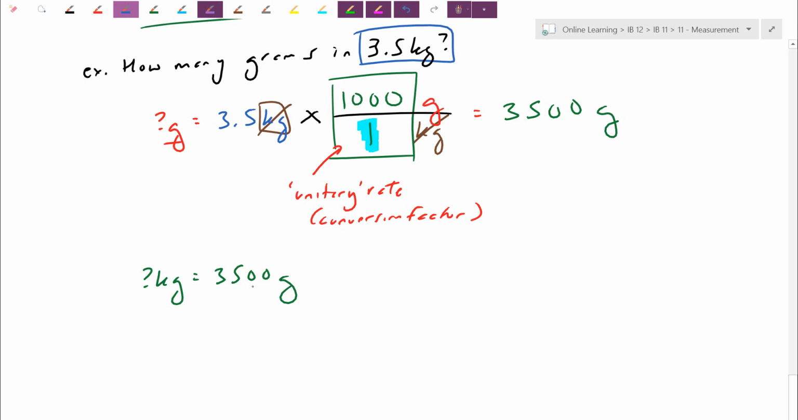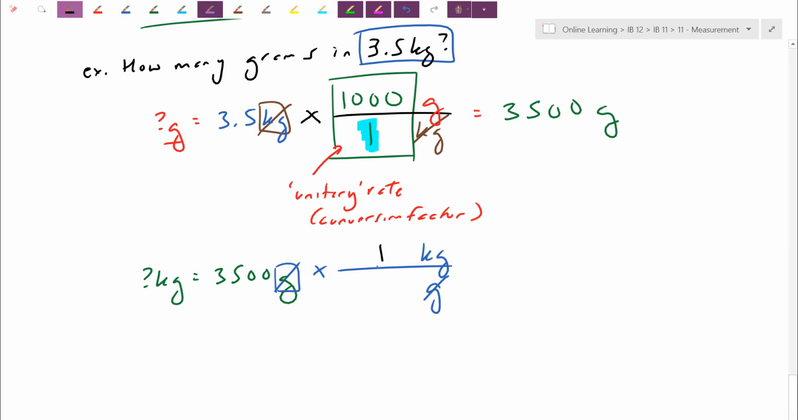I have 3,500 grams. I'm going to set up a separate fraction. I'm going to go through just looking for the grams itself. So grams is currently on top. I'm going to put it on the bottom to cancel out. What I want is kilograms on top there. Let's decide which one is bigger. Oh, kilo is bigger. Let's put a 1 there to make it a unitary rate.